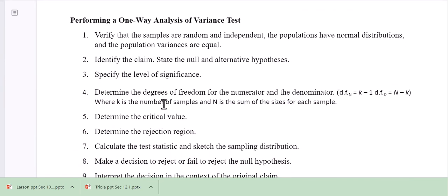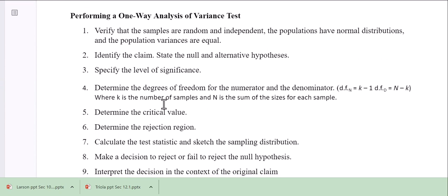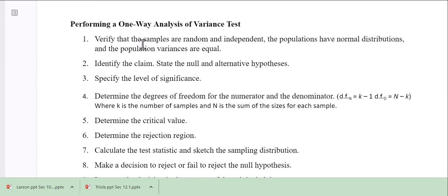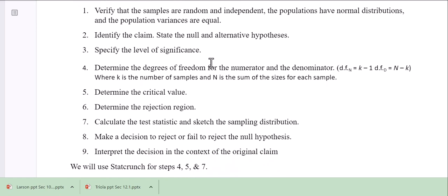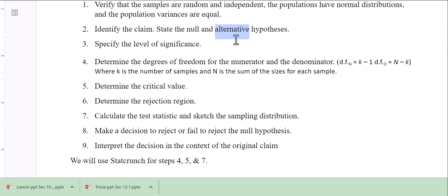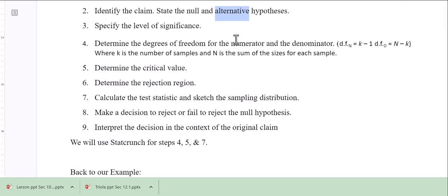All right, so how do you perform a one-way analysis of variance test, ANOVA? Go through all the conditions, and verify that the samples are random and independent. In this case, there's no size requirement, but you have to have normal distributions and the population variances are equal. You identify your claim, and state the null and alternative hypotheses, both in words and in symbols. Well, in this case, the alternative you always write in words for just goodness of fit and ANOVA tests. Everything else, you should be able to write both in words and in symbols.